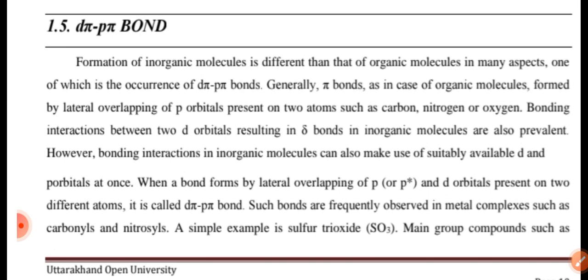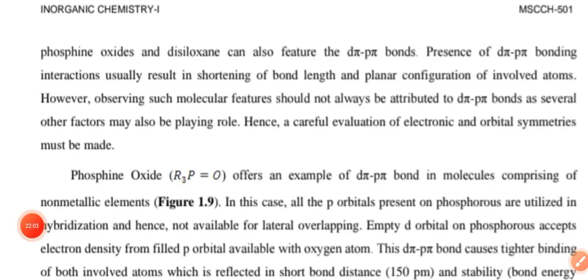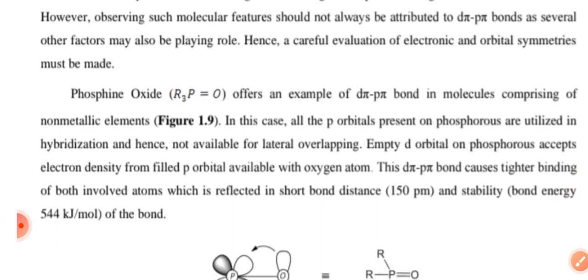Main group compounds such as phosphine oxide and disiloxane can also feature d pi p pi bonds. Presence of d pi p pi bonding interactions usually results in shortening of bond length and planar configurations of the involved atoms. However, observing such molecular features should not always be attributed to d pi p pi bonds, as several other factors may also be playing a role. Hence, a careful evaluation of electronic and orbital symmetries must be made.